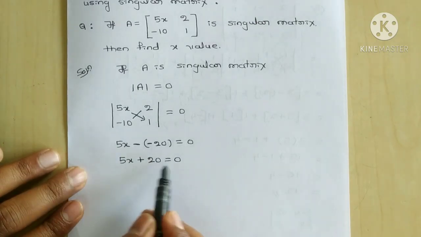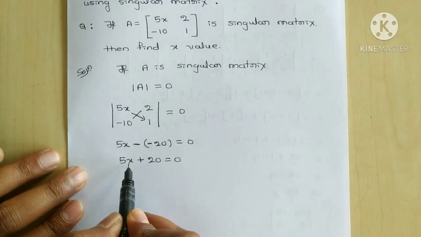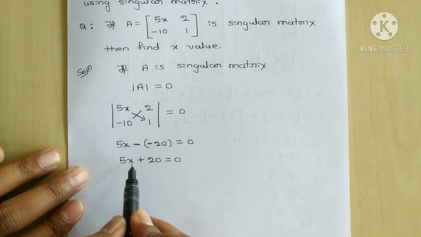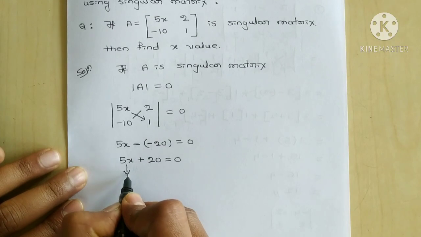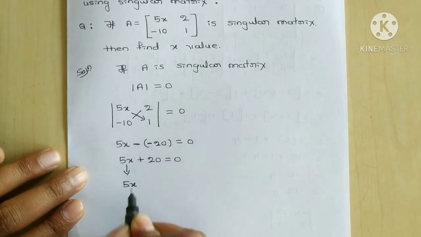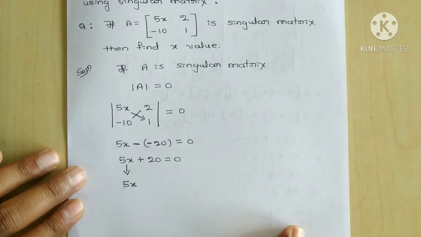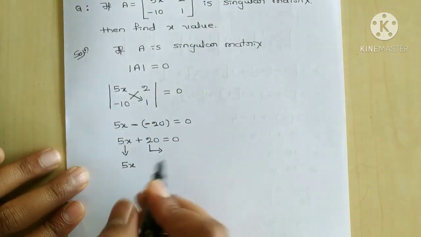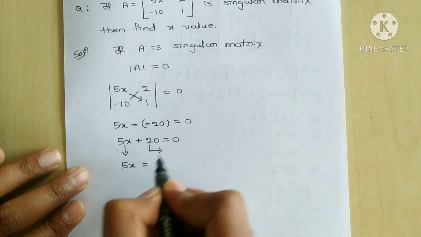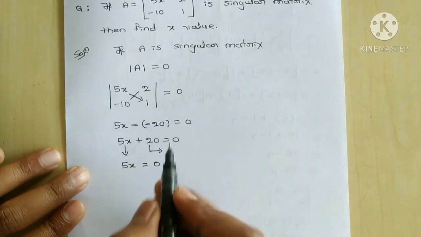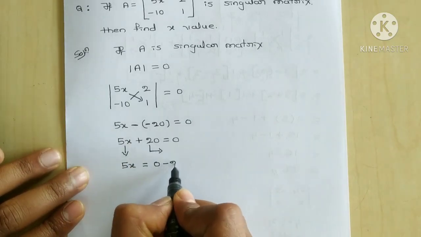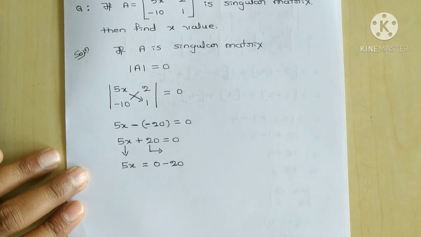Now in this equation you need to find the x value. See, in the left hand side only the x value is there, 5 times. So I am going to keep 5x here in the left hand side. Next, I am going to shift plus 20 to the right hand side. 0, I am going to keep it as it is. So plus 20 becomes minus 20.